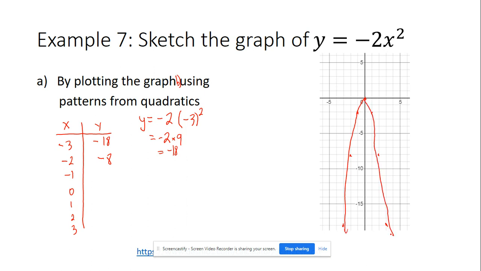Now the other way, when I say using the patterns from quadratics, here's what I mean by that. What I talked about earlier on was that if you start at the vertex and go 1 to the right, 1 squared is 1, but then multiplying times -2, so I'm going 2 down. If I go 2 to the right, 2 squared is 4 times -2 is -8, so I'm going 8 down. 3 squared is 9 times -2 is -18. And it goes down like this. Okay, so that's how we can plot these points without having to do this table of values every single time to be able to get a graph like this.